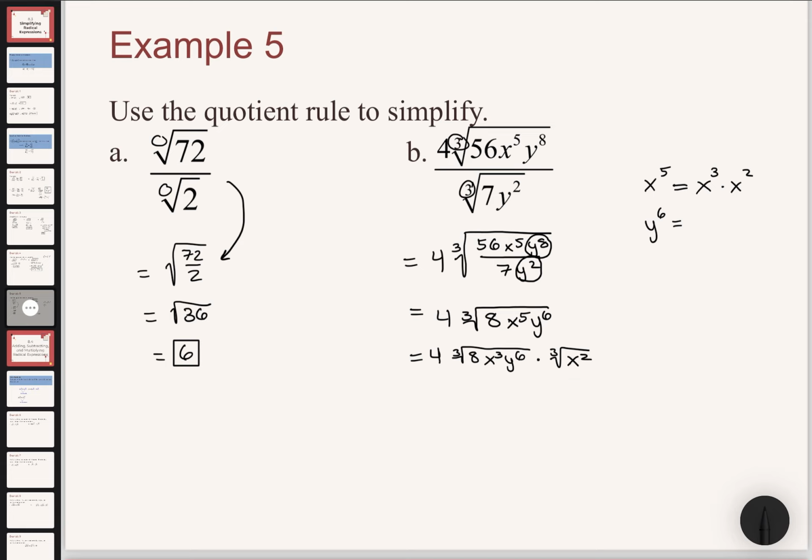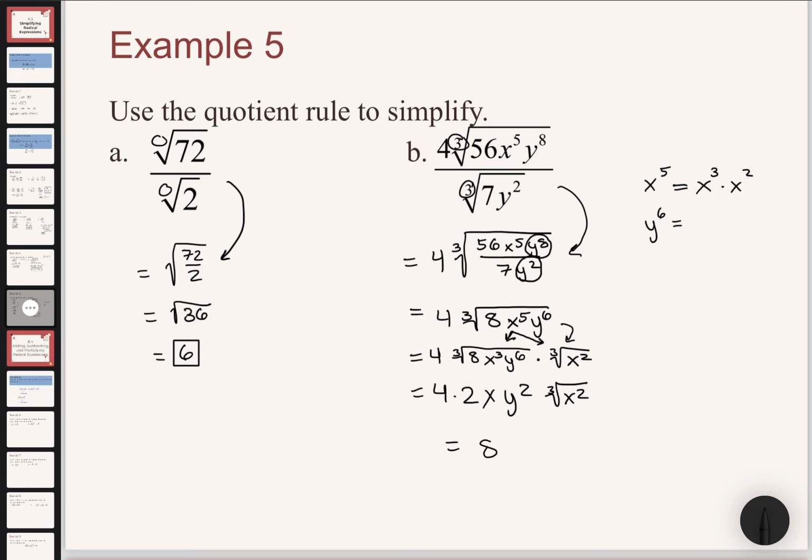Okay, so all we did, 8 is a perfect cube, y to the 6th is a perfect cube. I split this x to the 5th into a perfect cube factor and the other factor. Okay, and then here we're using our quotient rule to go from this step to this step, and here we're using our product rule to split things up a little bit. All right, 4 times cube root of 8 is 2. Cube root of x cubed is x. Cube root of y to the 6th is y squared. And then I have to leave alone this little cube root of x squared.